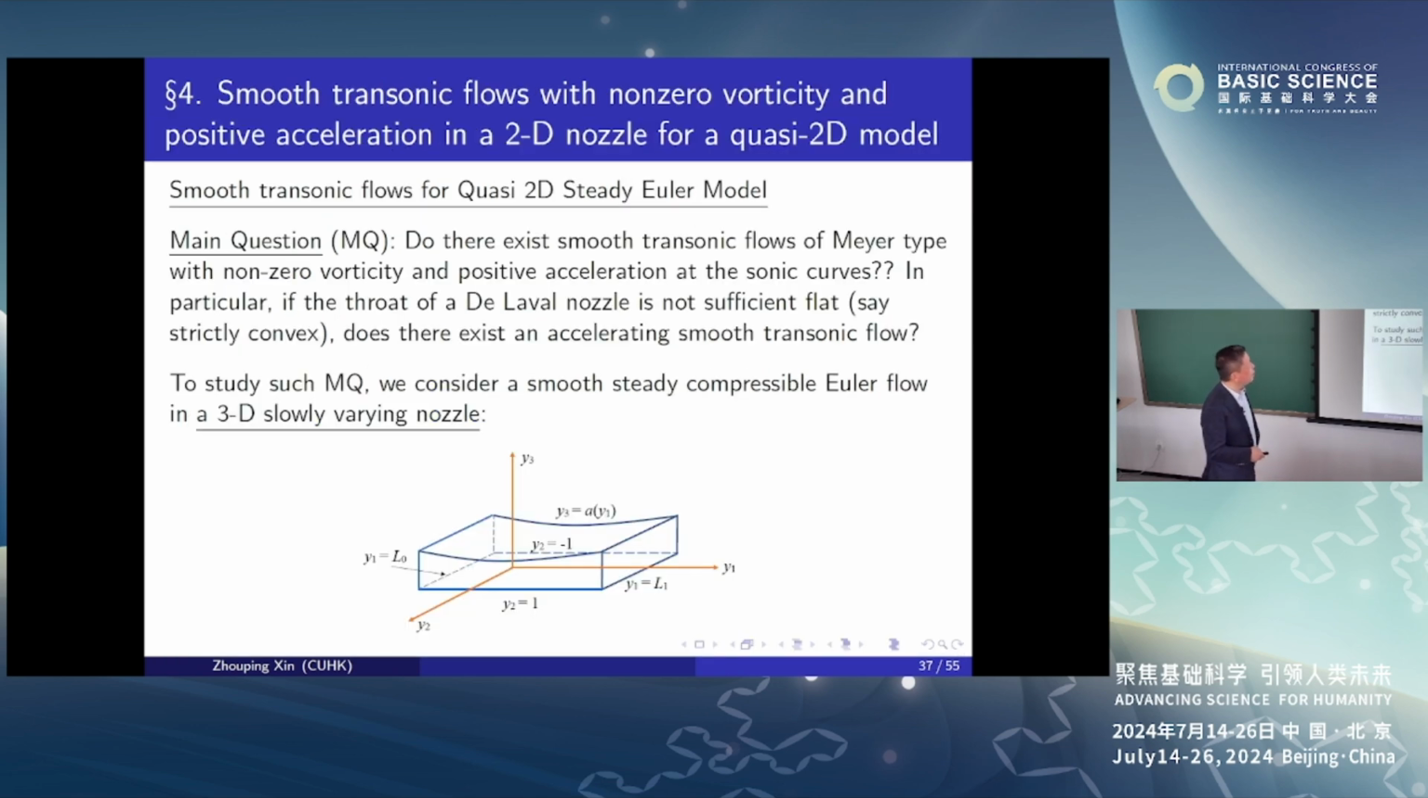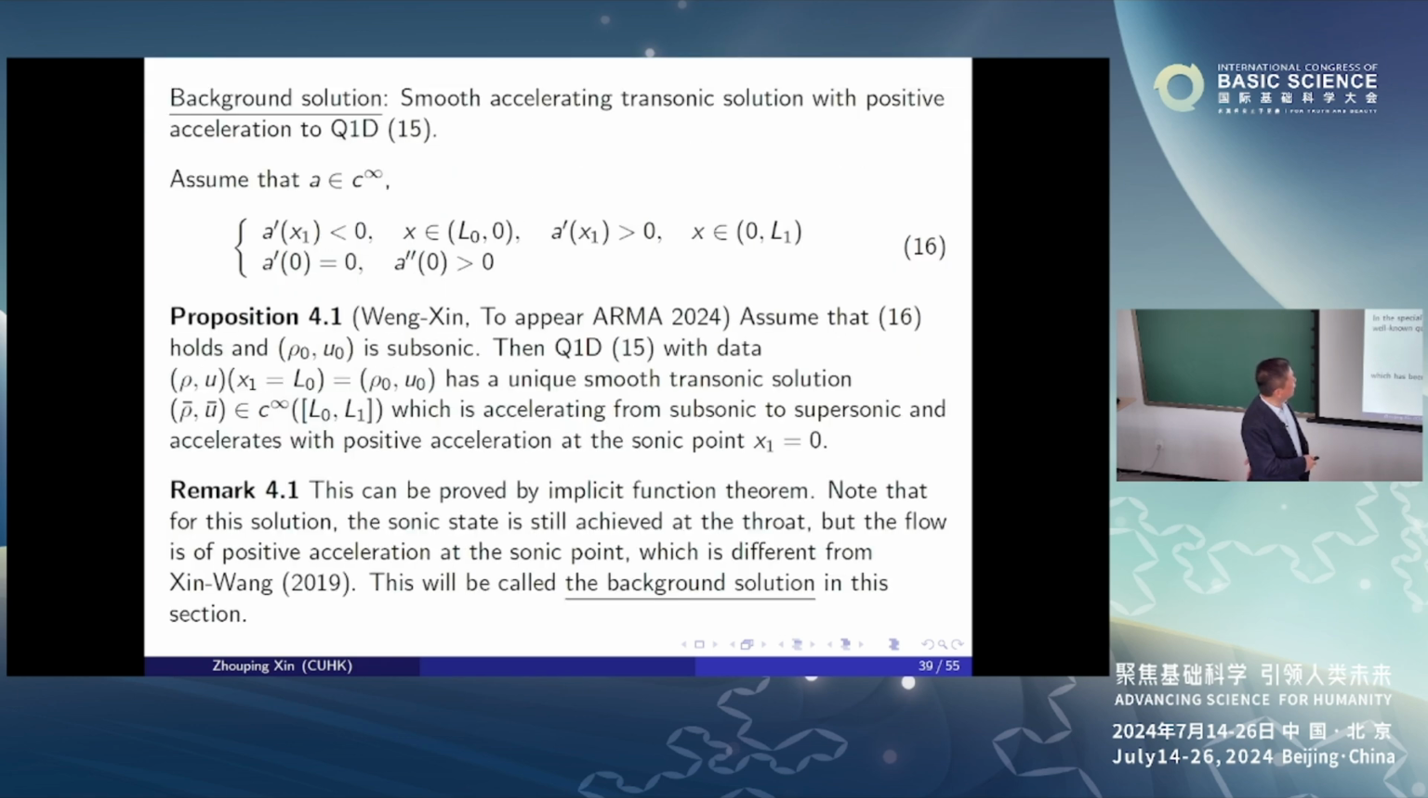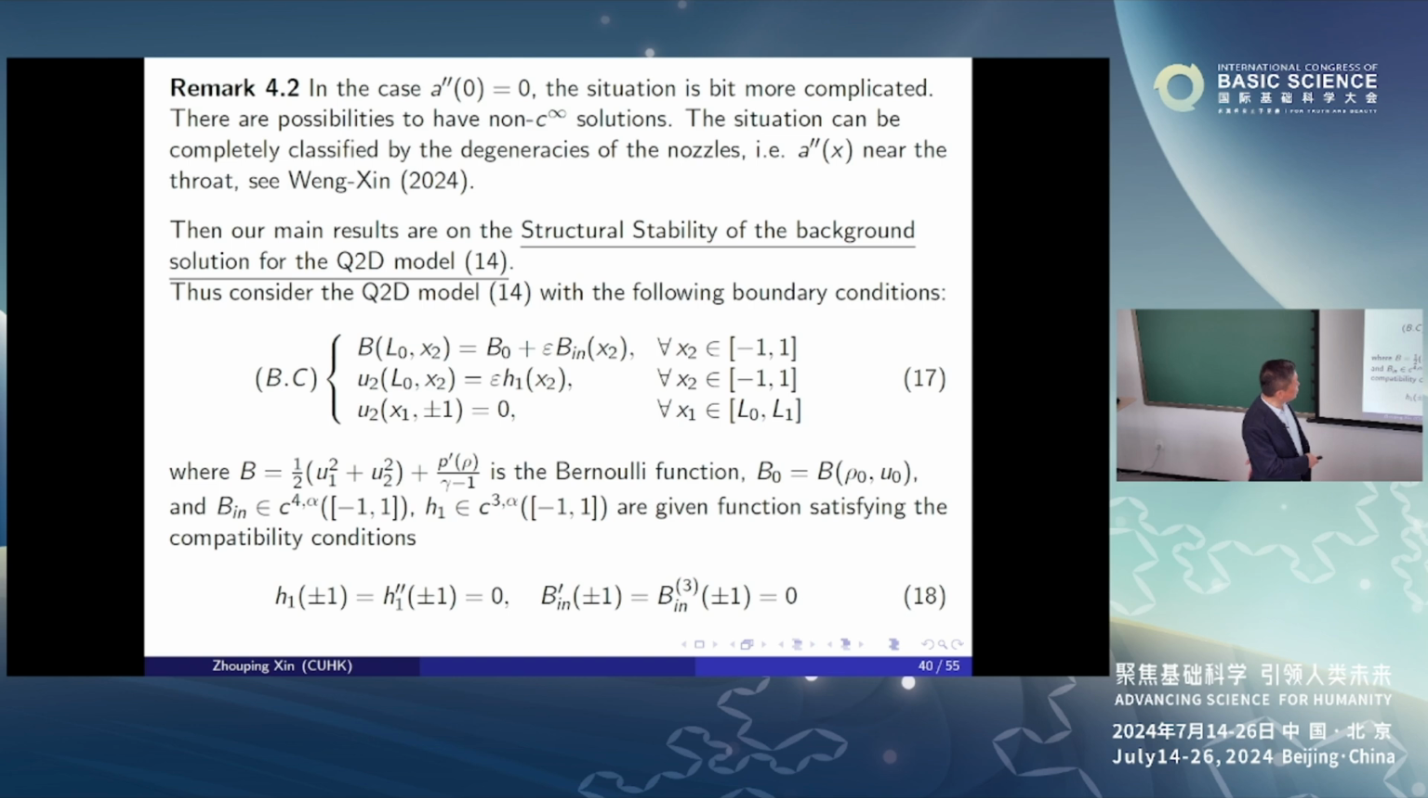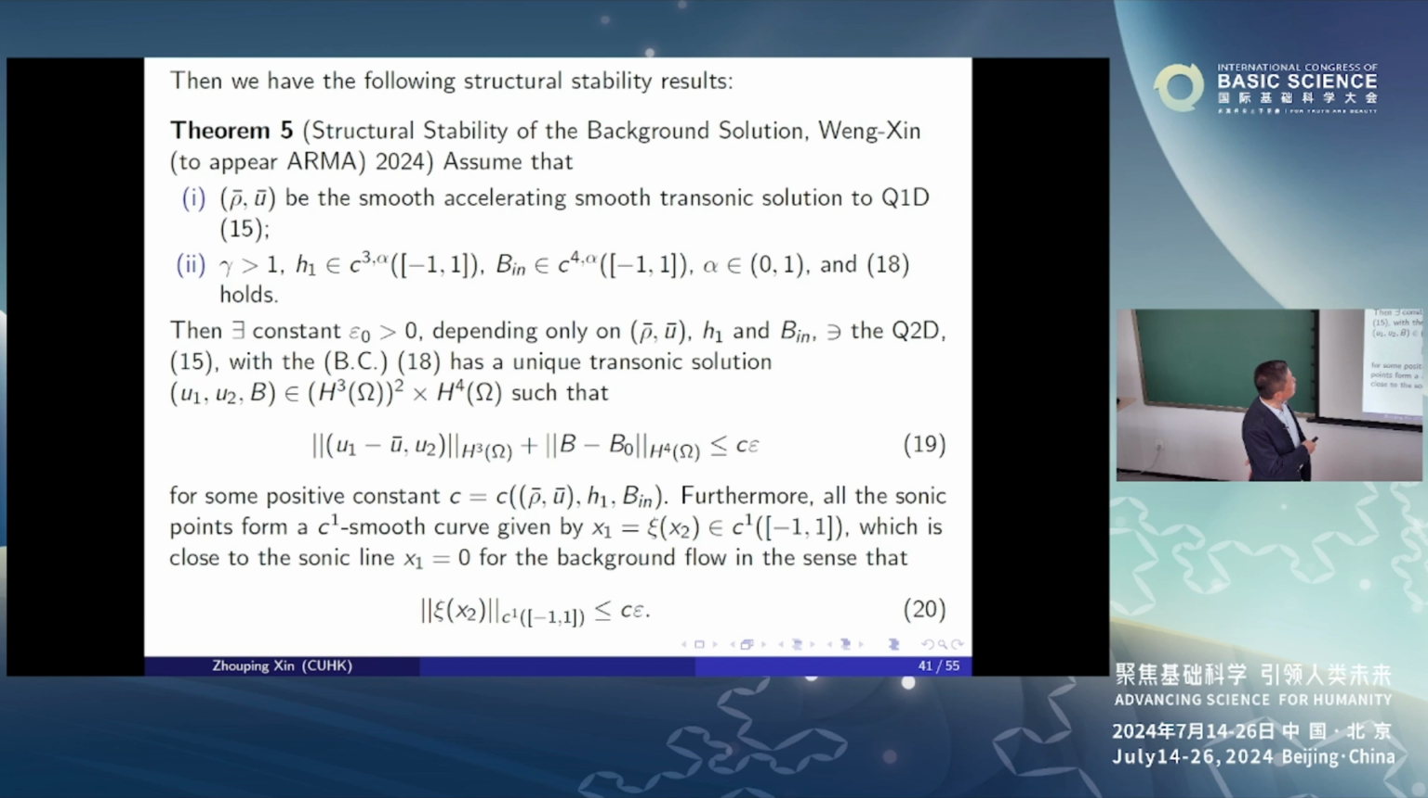Okay, so I will finish. The good thing is now we were able to derive this for three-dimensional. We started with the quasi-2D kind of nozzle, and later on this was already published. So this is the boundary condition we choose, and so then we obtain the quasi-2D model. We were able to prove the background transonic flow in two dimensions and that the general perturbation is stable.